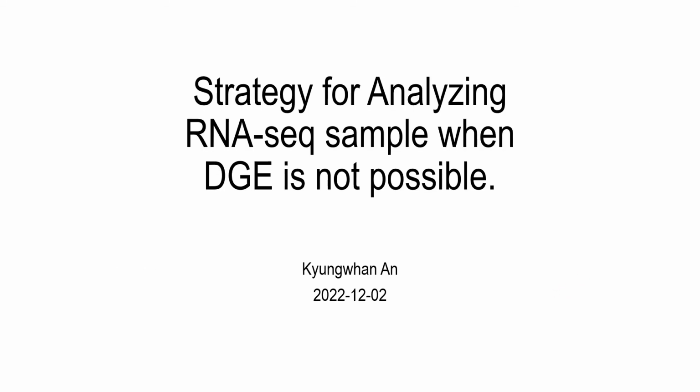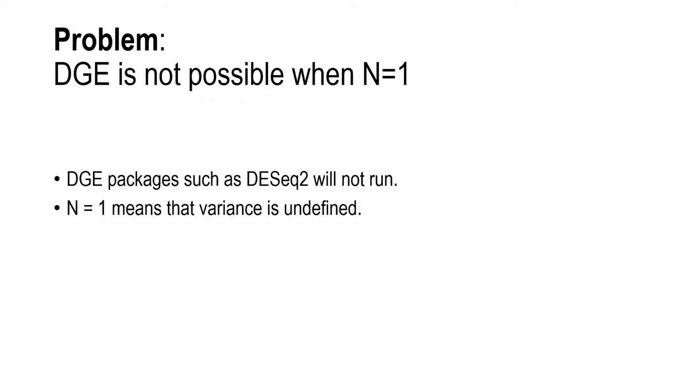Just one more to talk about, and this is a different topic. This is a strategy for analyzing RNA sequencing samples when the DGE, or differential gene expression, study is not possible. And here is the problem. DGE is not possible when n equals 1. So as you could have seen from the previous slides, we only have one RNA sequencing sample from each case, left tumor and normal.